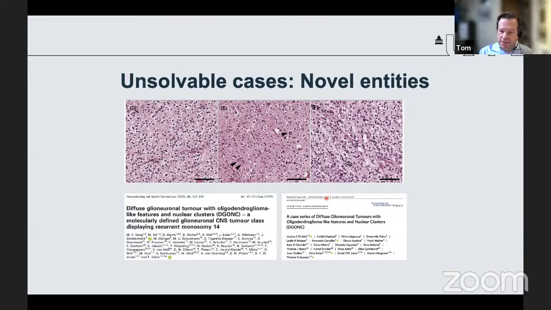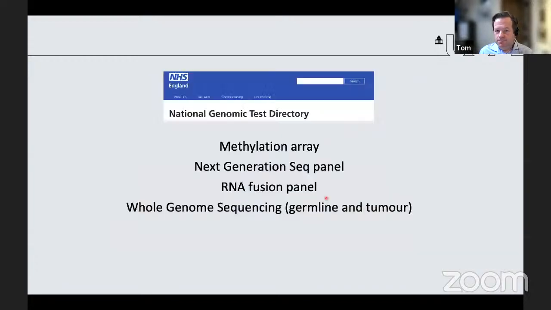Some of them, like this example, a tumor called DGONC that's just been adopted in the WHO, account for some of them. And there are a number of new entities that are still appearing at a rate of knots in the field, and we'll explain it. But there will still be a finite number of cases that we don't understand at this stage.